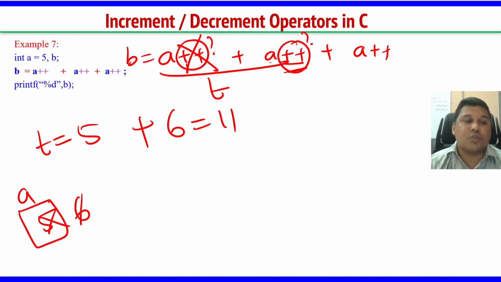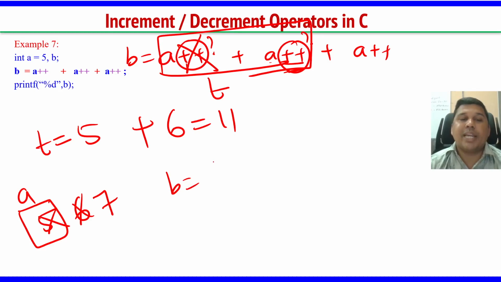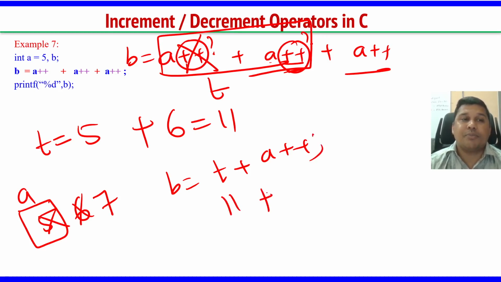So this plus plus also will make it 7. So we completed our expression for T. Now the final expression is B equal to T plus this pending A plus plus. So what is the value of T? 11. It is 11 plus, what is A plus plus? A is post increment, right? A is post increment, so don't increment it, use the value of A directly.